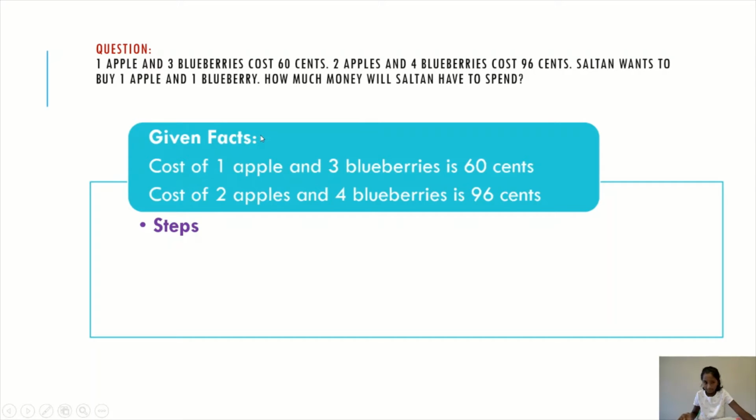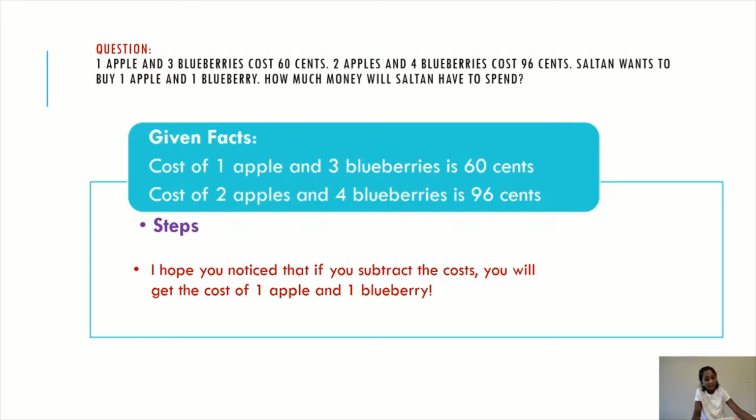Here are our steps to solving the problem. I'm pretty sure you know how to solve this problem in just one step. Think about it. I hope you noticed that if you just subtract the cost, you will get the cost of 1 apple and 1 blueberry, which is what Sultan wants to buy. 1 apple and 1 blueberry.